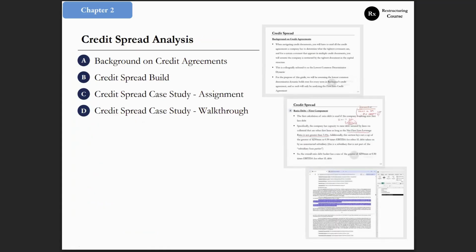In chapter 2, we will then spend a lot of time on a credit spread analysis. We're going to give background on credit agreements and go through a credit spread build live. And ultimately, we'll wrap up the chapter by presenting an assignment to you, giving the credit documents you need for a company to conduct a credit spread on your own. And then in our last section of this chapter, we'll be going through that credit spread live together, physically pulling up that document and building out what the spread would look like.